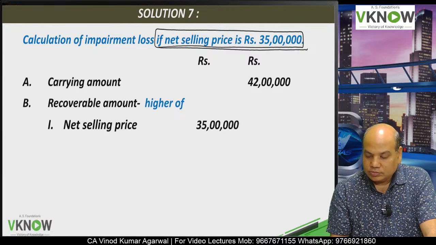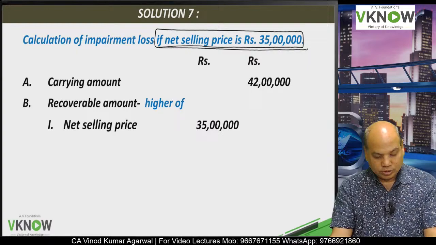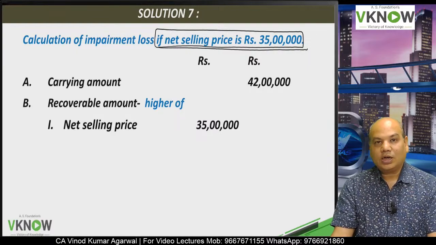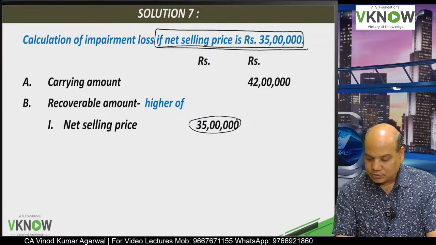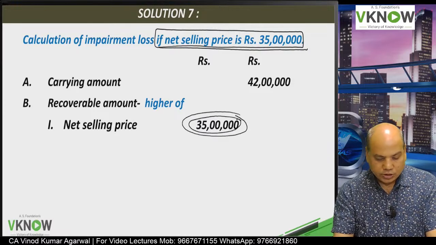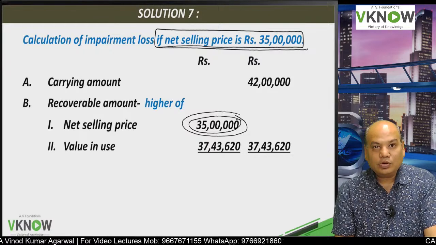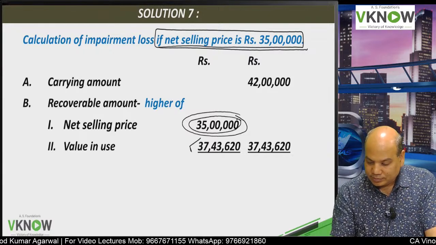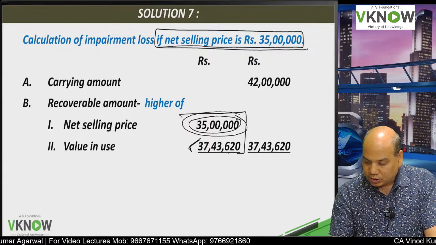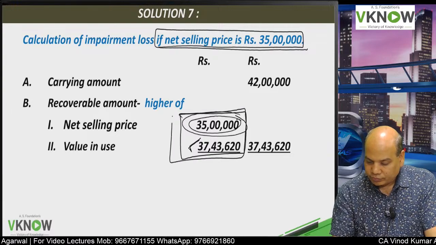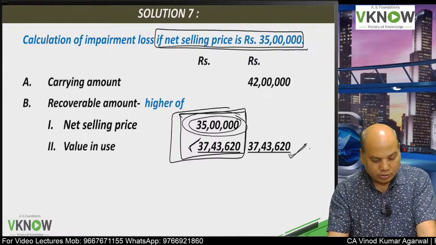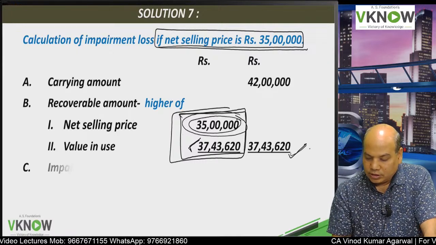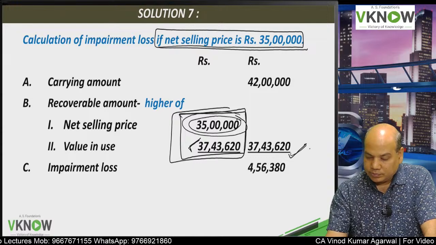Recoverable amount will be the higher of the two. Net selling price has changed. Can you see this? This is different because the question is different, and value in use will be the same. This time the higher of the two figures is value in use. So take the value in use in the outer column.